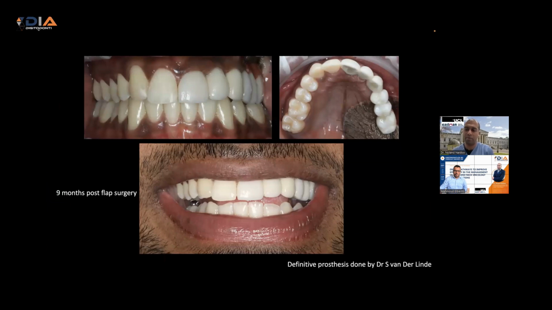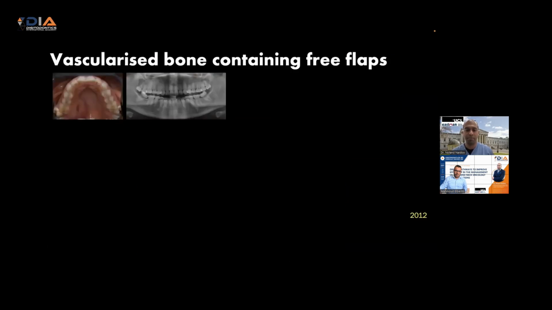So thanks to Dr. van der Linde, who is now there holding the fort for me, taken over from me, and he's done this definitive prosthesis, which patient's ecstatic with, a little bit of composite on the contralateral teeth. And if you didn't know, you wouldn't know this patient had a huge maxillary defect. And I think this is what we're trying to do, is that regardless of the treatment, if possible, reintegrate the patient into society where there's no difference between them and their peers.